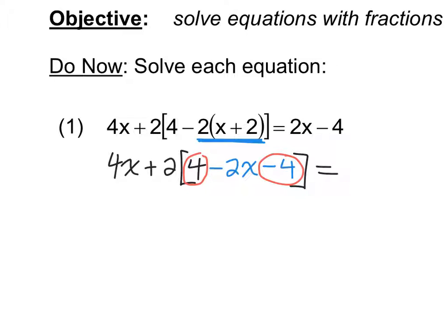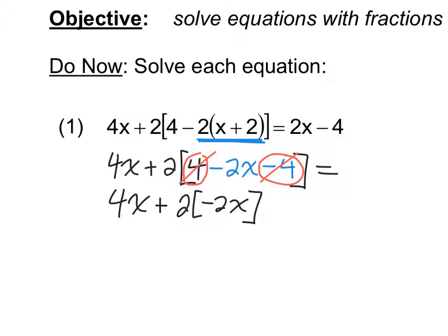But just out of curiosity, I'm canceling 4 with a negative 4. What property am I using? Additive inverse. All right, two numbers that add to equal 0 are additive inverses of one another. So we're looking at 4x plus 2 times negative 2x.